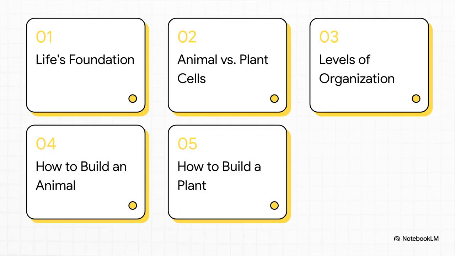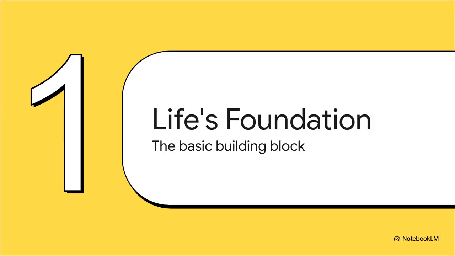So here's what we've got on tap. We're going to start at the very bottom with the cell, the foundation of it all. Then we'll look at the big split between animals and plants. After that, we'll see how these things stack up, layer by layer, and finally, we'll walk through the actual assembly instructions for building an animal and then a plant. Okay, let's just dive right in.